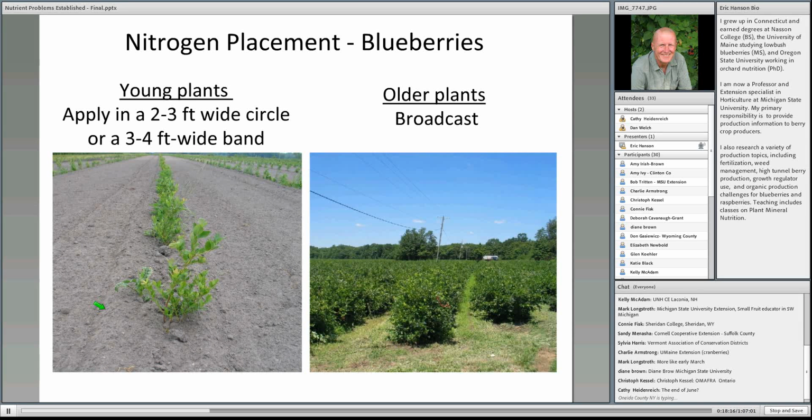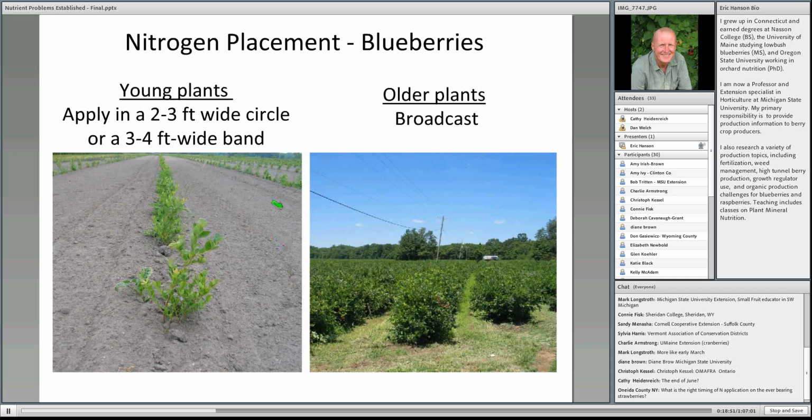So with blueberries, what would be a good approach is to, with young plants, so in the first or second year, apply in either a 2 to 3 foot wide circle around each plant by hand, or in a 3 to 4 foot wide band down the row. Since these bushes are usually at a 10-foot row spacing, if you're broadcasting fertilizer over the entire surface, that's very inefficient.